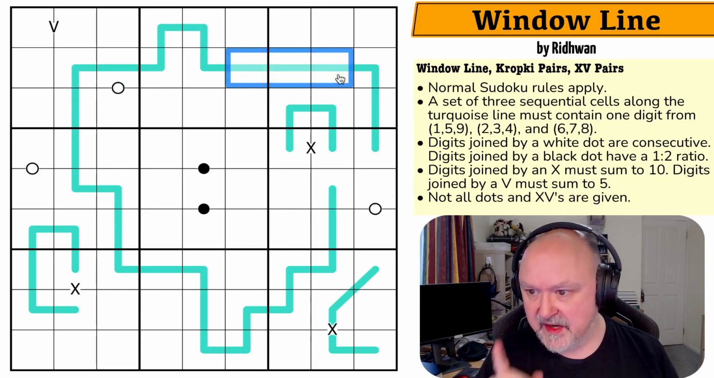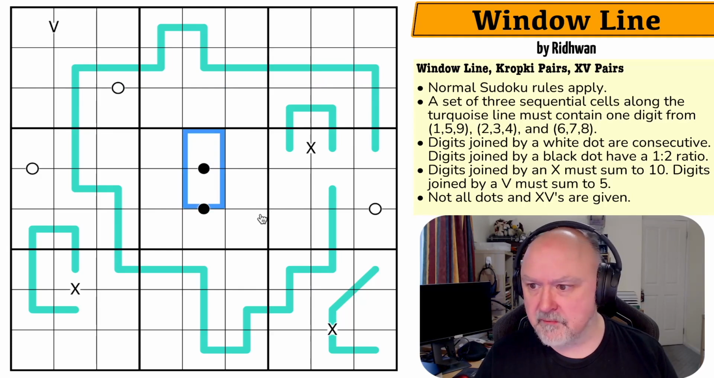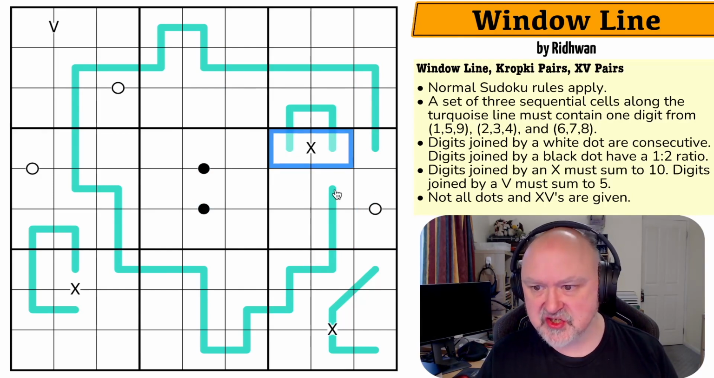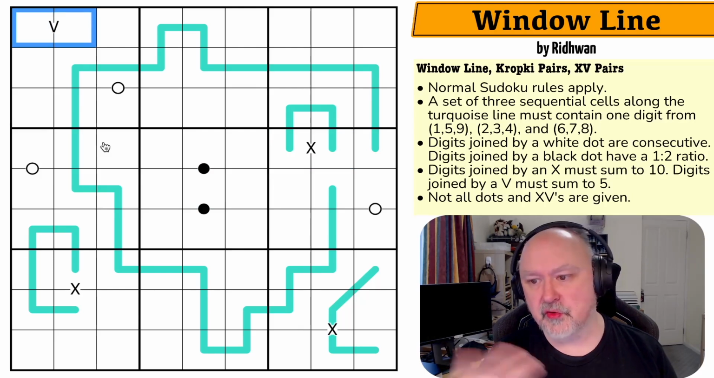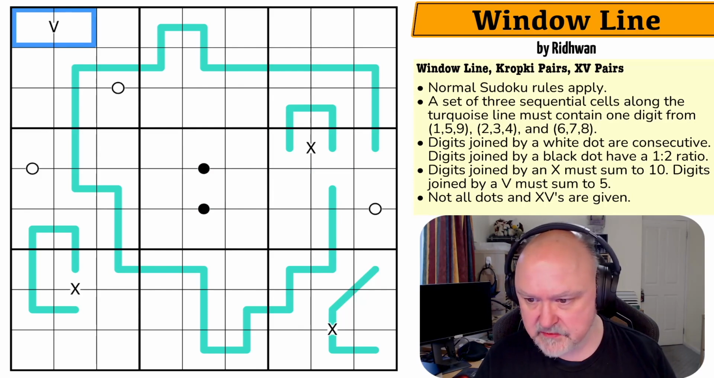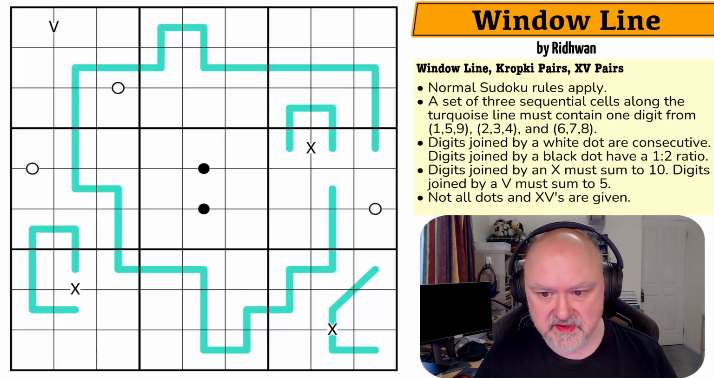Interesting. Okay, digits joined by a black dot must have a 1 to 2 ratio. Digits joined by a white dot are consecutive. Digits joined by an X sum to 10. Digits joined by a V sum to 5, and not all dots or X's are V's and given. So it's XV pairs and Kropki pairs. Great. I'm going to restart the puzzle to restart my timer.